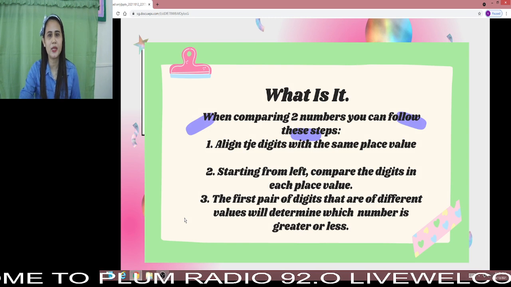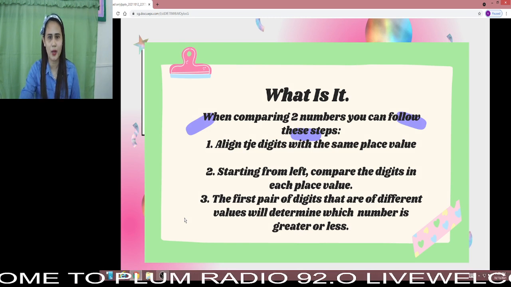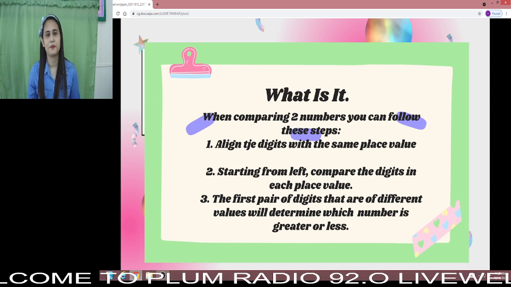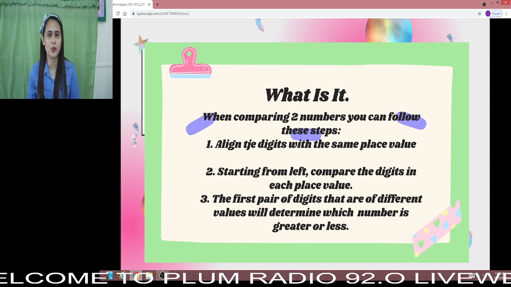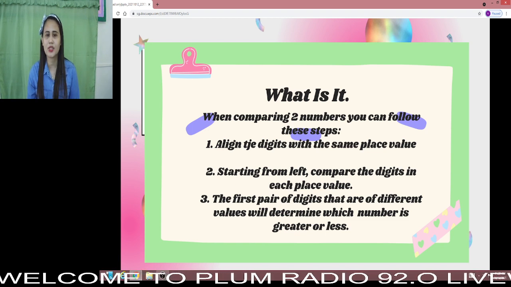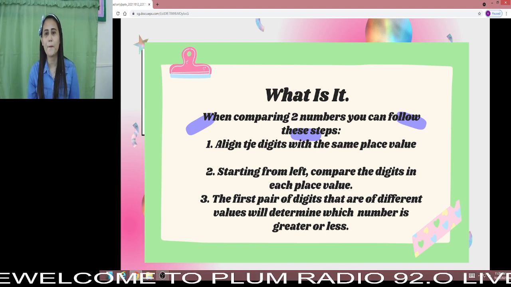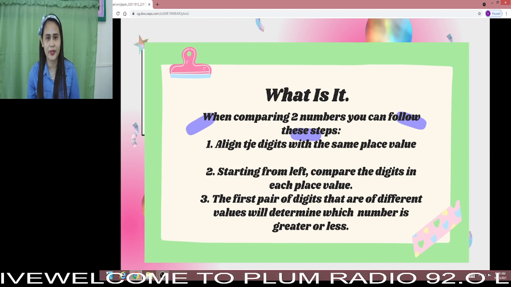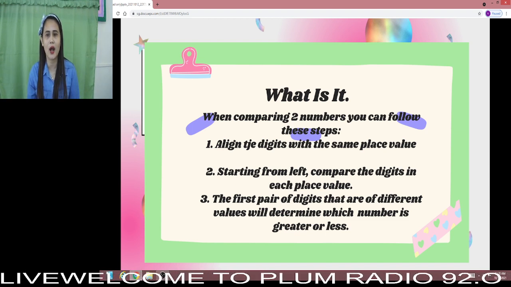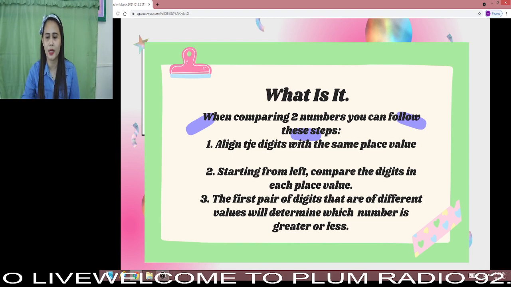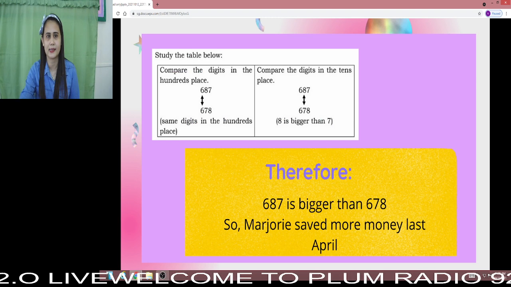When comparing two numbers, you can follow these steps. Number 1, align the digits with the same place value. Number 2, starting from left, compare the digits in each place value. The first pair of digits that are of different values will determine which number is greater or less.